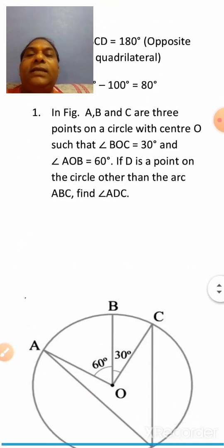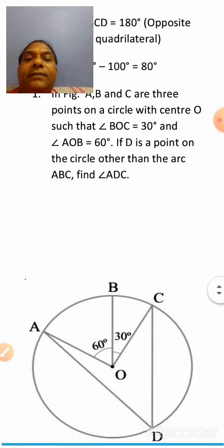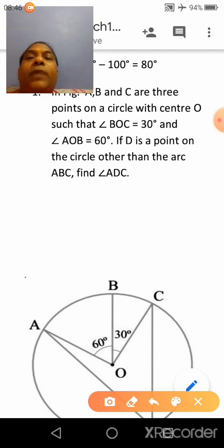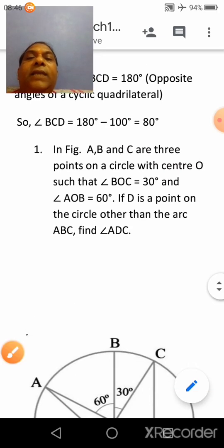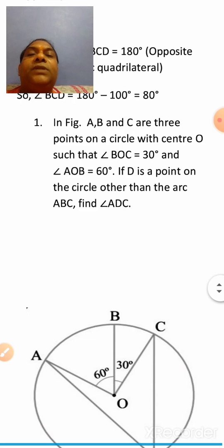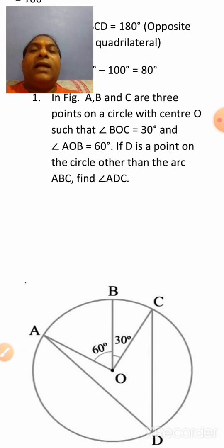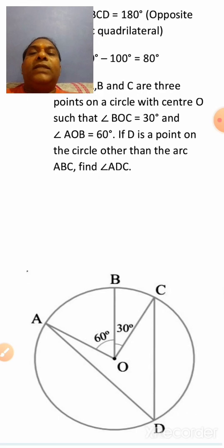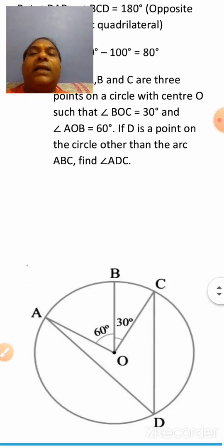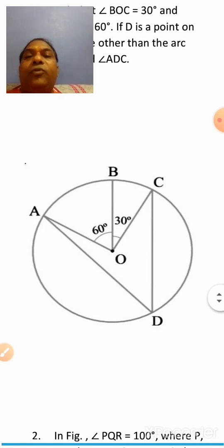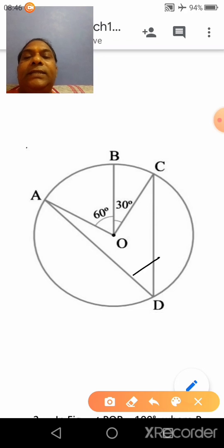Now see next example. In this figure, three points on a circle A, B, C are 3 points on the circle with center O such that angle BOC is equal to 30 degree and angle AOB is equal to 60 degree. If D is a point on the circle other than the arc ABC, find angle ADC. So here we have to find angle ADC. This angle we have to find.